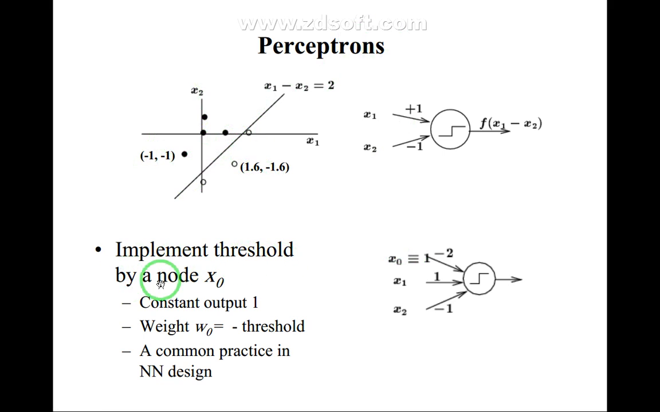Implement threshold by a node x0. Here we didn't consider threshold, now we want to consider the threshold. Constant output 1 for threshold, weight W0, a common practice in neural network design. This is the single layer perceptron without the threshold. This is with the threshold.